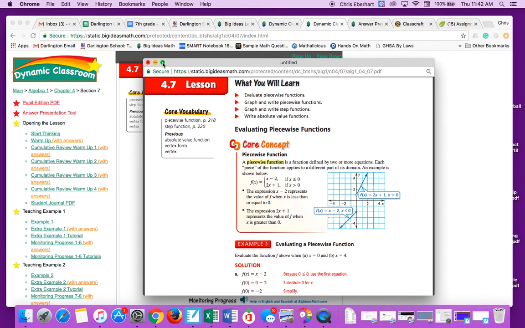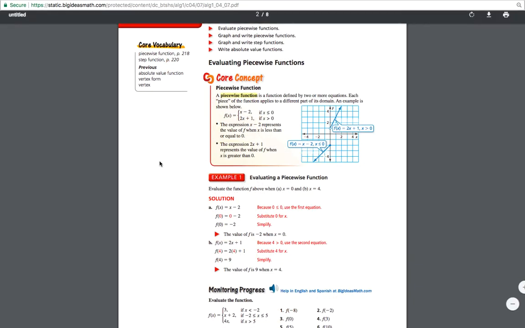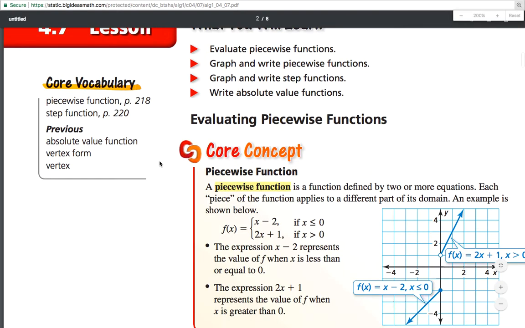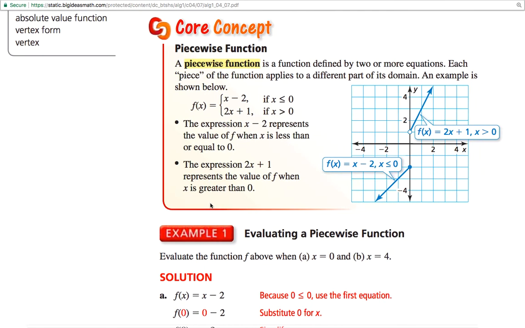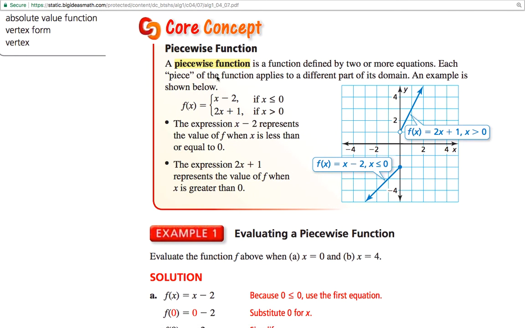Alright, so we're going to look at piecewise functions, and I want you first to note some definitions just because I know again this whole chapter has been a lot about vocabulary. So the first thing, a piecewise function is just a function defined by two or more equations. And that's the really simple way to put it.